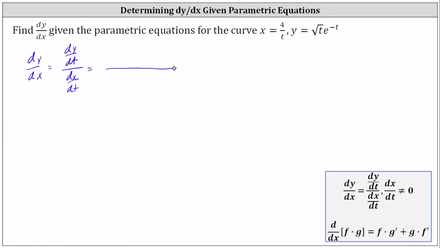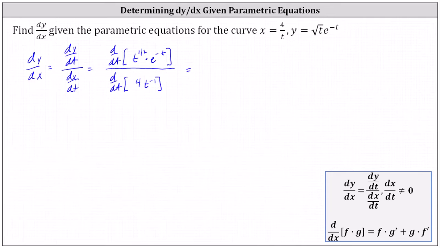Where in our case dy/dt is the derivative with respect to t of √t e^(-t). Let's write that as t^(1/2) e^(-t). And dx/dt is the derivative with respect to t of 4/t. Let's write 4/t as 4t^(-1).